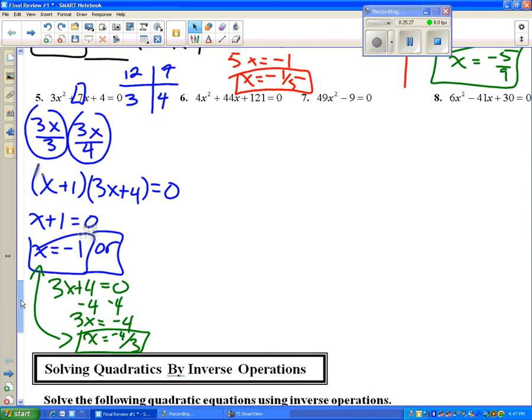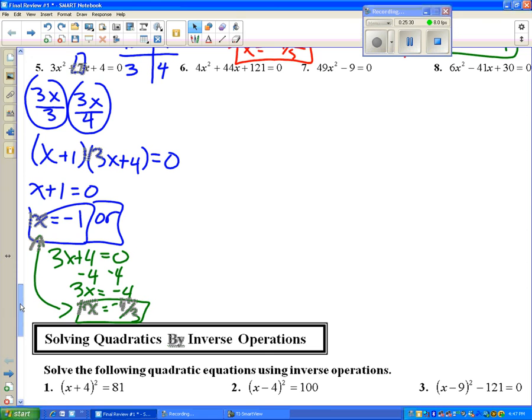Number 6. 4x squared plus 44x plus 121. The fact that I have this 121 tells me that hopefully I can do this with a shortcut. So what are my shortcuts? Well, is 4x squared a perfect square? Yes. What? 2x. Is 121 a perfect square? Yes. What? 11. If I go 2x times 11, I get 22x. Double it, do I get 44x? Yes.